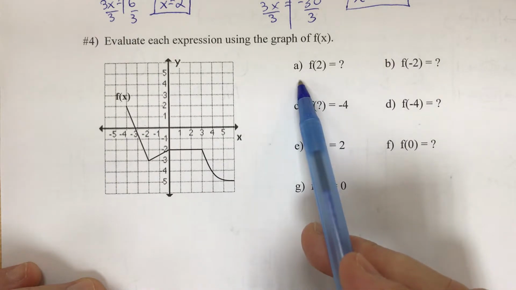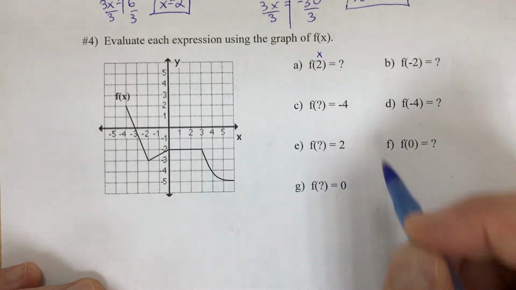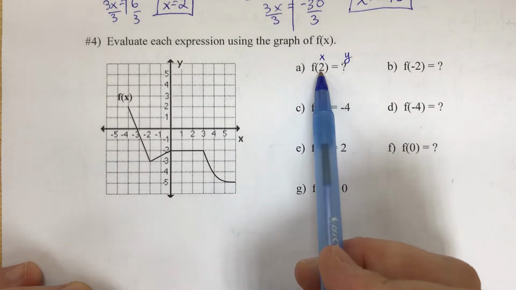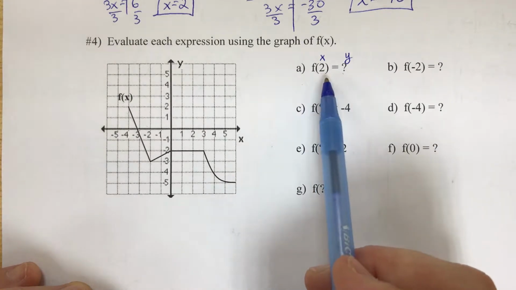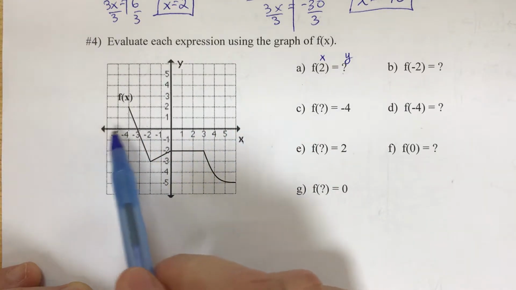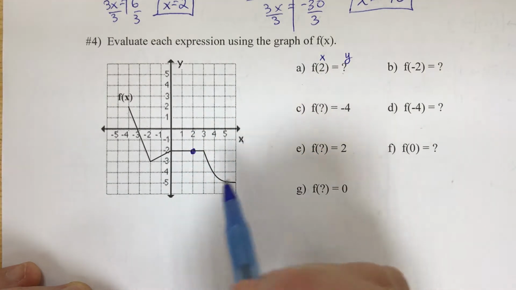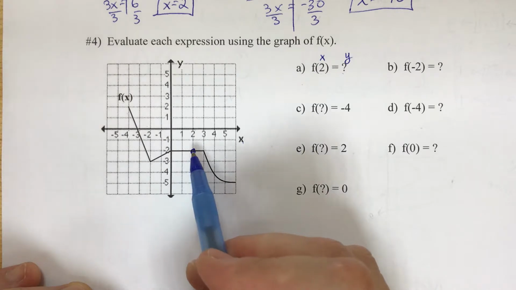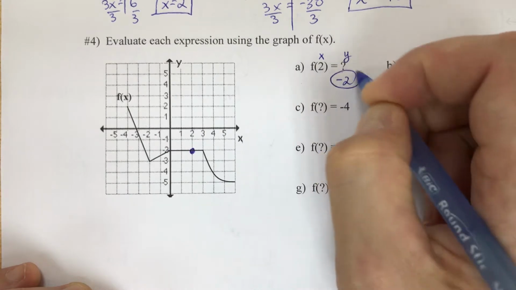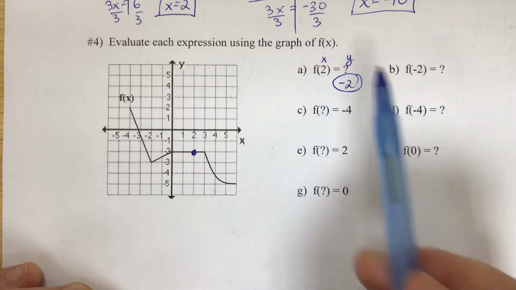Now in part A, it says f of 2 equals question mark. When x equals 2, what's the y value? When we put a 2 into the function, what comes out of that? So we're going to use the graph here. Here's the x values. When x is 2, notice there's a point on the graph. What's the y value of that point? Well, when x is 2, the y value is negative 2. That's it. They give us the x, they ask us for y.